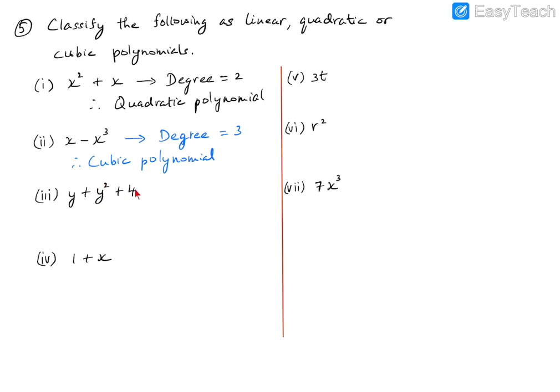Let's come to the third expression here. We have y plus y squared plus 4. So the highest power here again is 2, which is coming from y squared. This is y power 1 plus y power 2 plus 4 y power 0. So the highest power is 2. Therefore, it means that the degree of this polynomial is 2. So degree equals 2, and therefore we can classify this as being a quadratic polynomial.